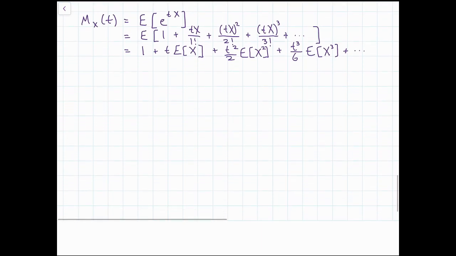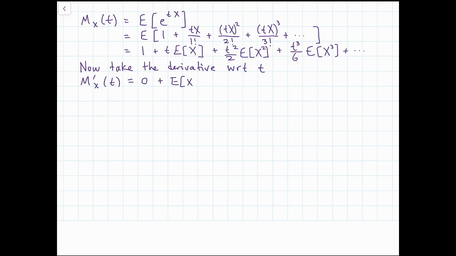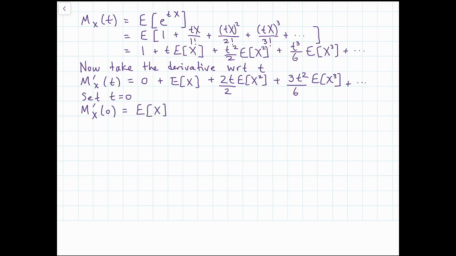And now I want to think about what happens if we take a derivative of this function with respect to t. So the first term will be 0, the second term will be E of X, and all of the other terms after that will have some power or more of t in them, off to infinity. So if we set t equal to 0, M_X prime of 0 is just E of X.